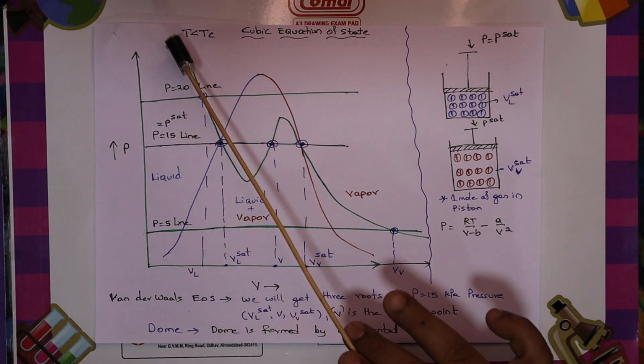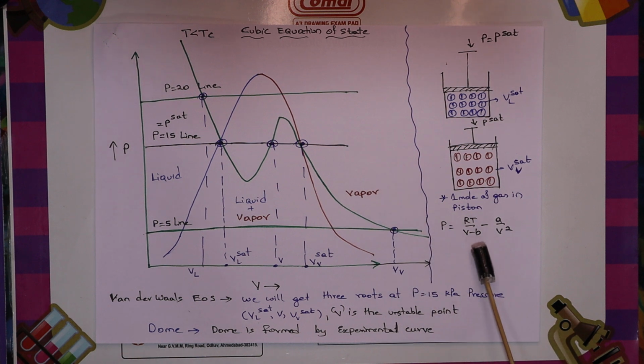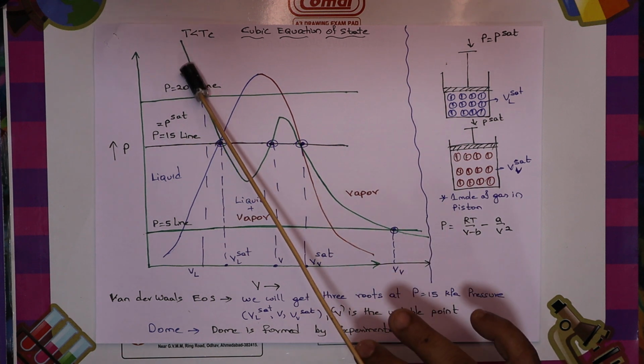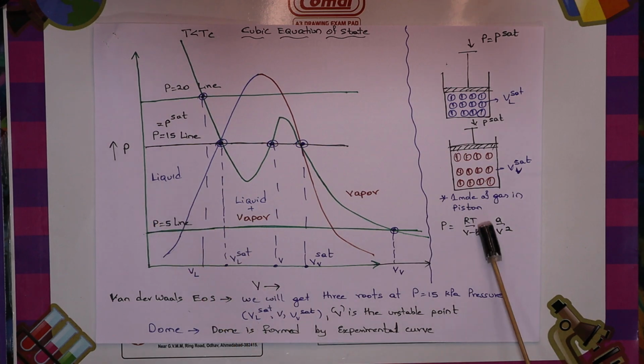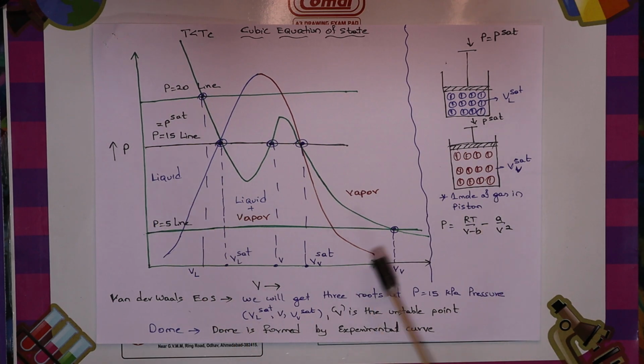So you can see that in this example, the van der Waals equation of state has gone through this particular route. If you plot P versus V using this equation, the line goes this way.